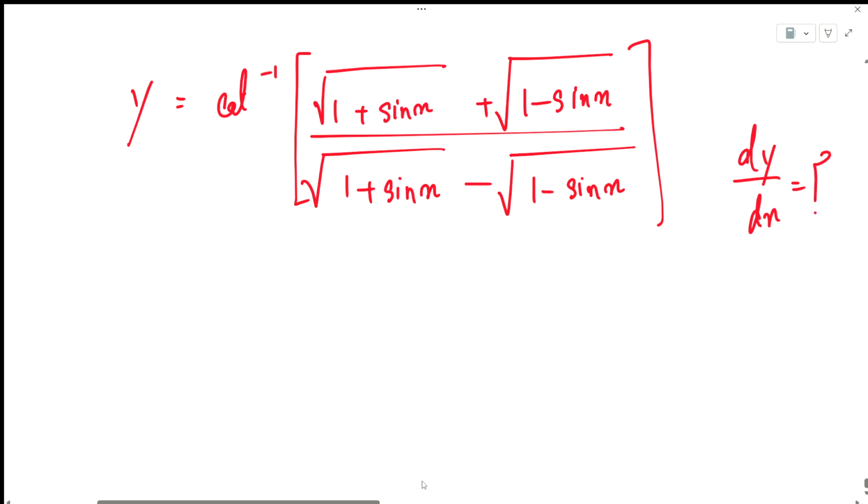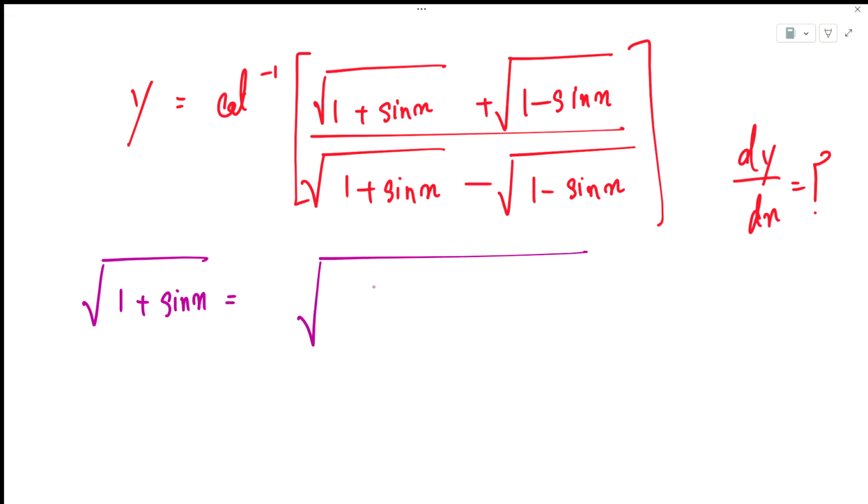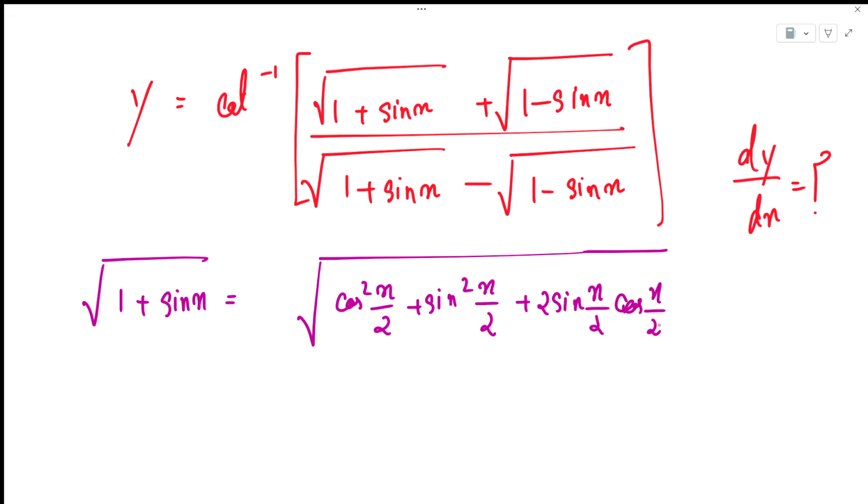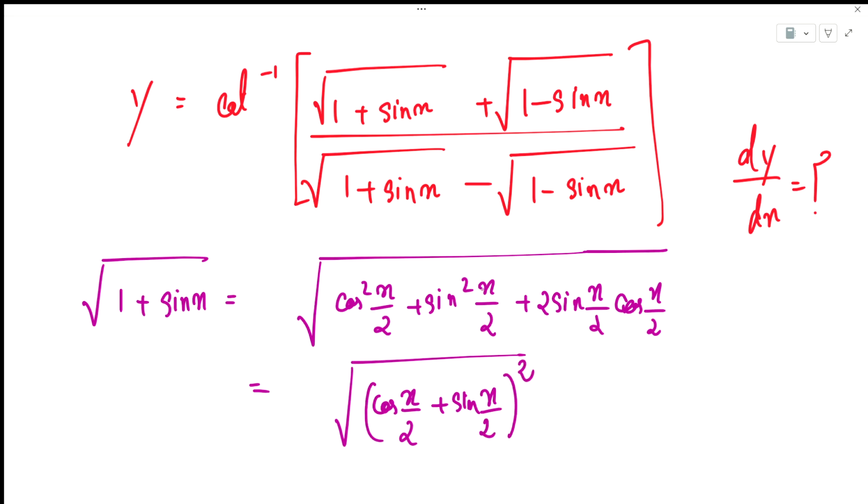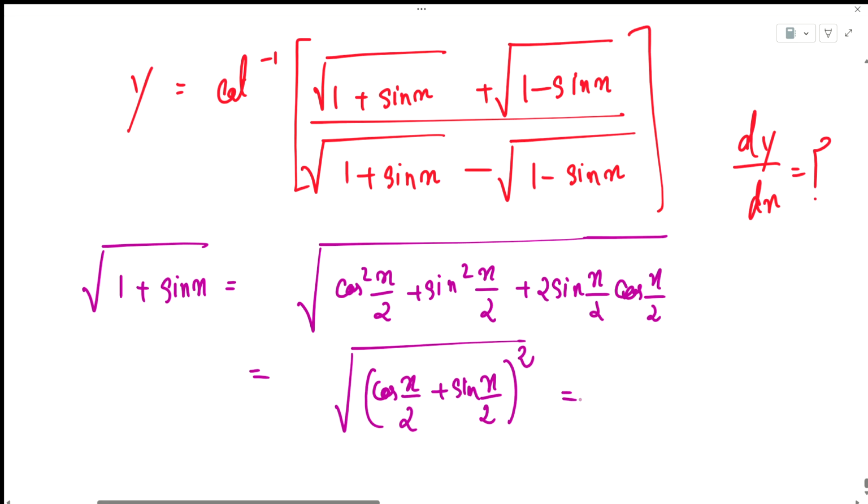Now let us investigate how we can write the square root of 1 plus sin x stuff over here. So 1 can be written as cos square x by 2 plus sin square x by 2. Sin x can be written as 2 sin x by 2 cos x by 2. Then we can write this thing as cos of x by 2 plus sine of x by 2 whole square, a square plus b square plus 2ab. So this becomes cos x by 2 plus sine x by 2.